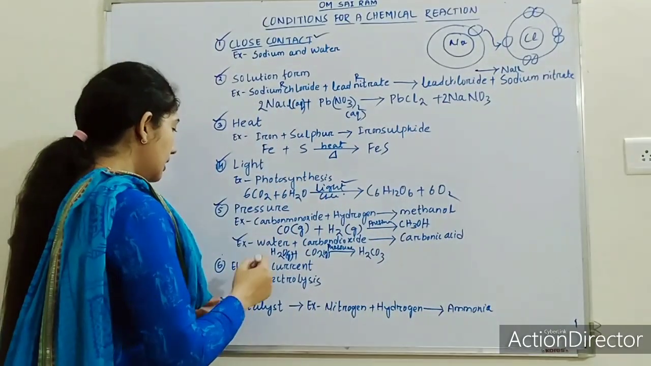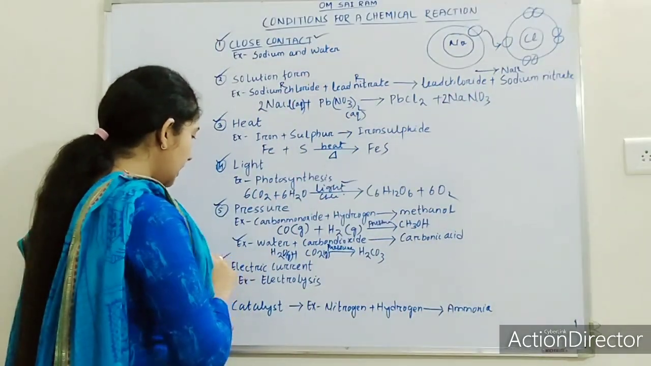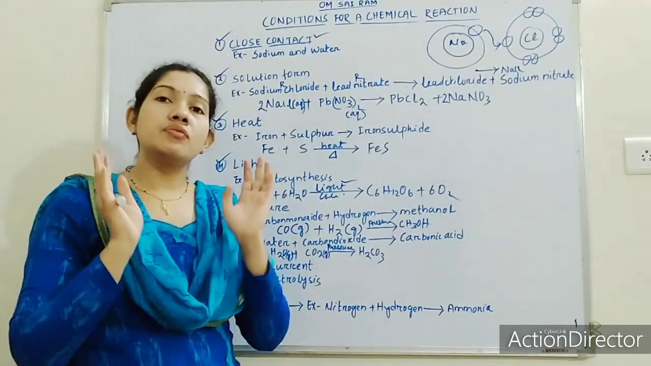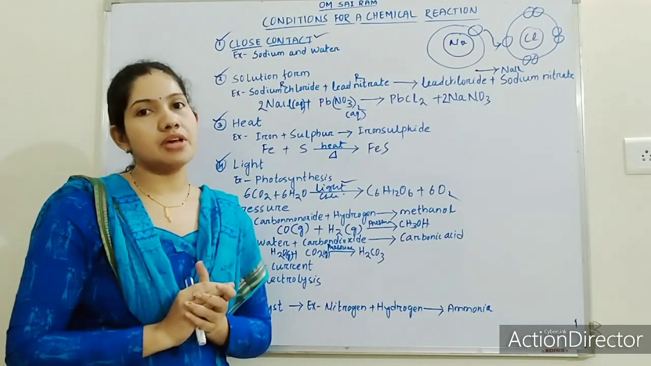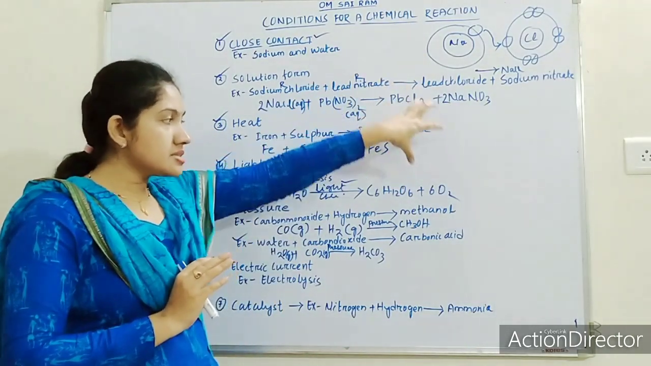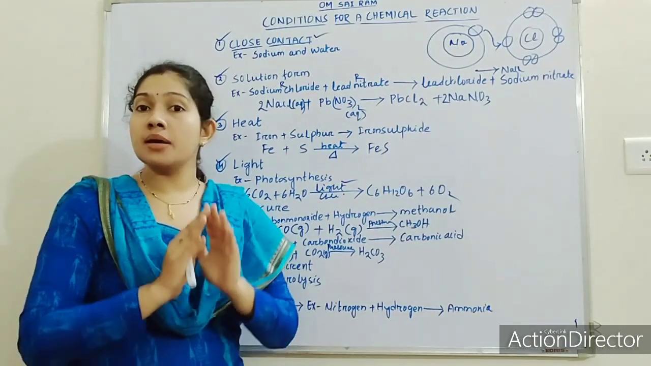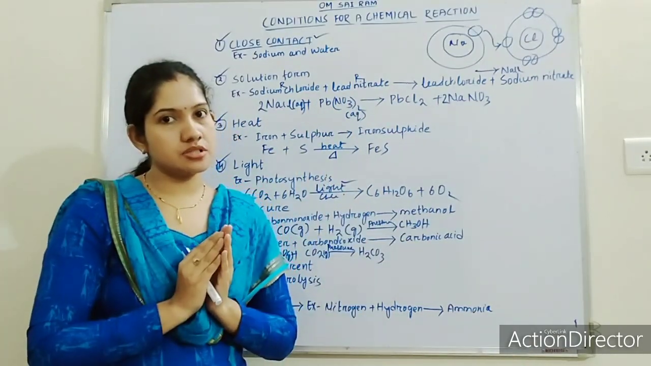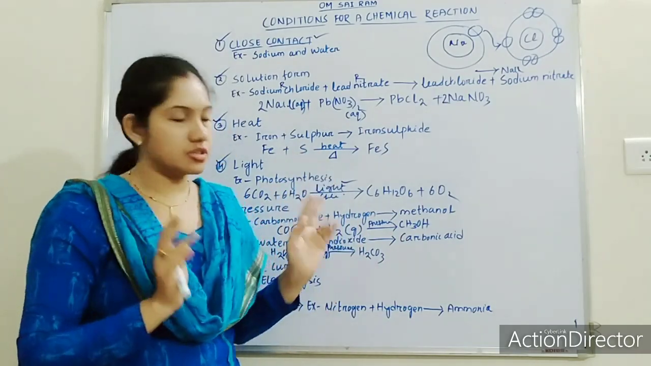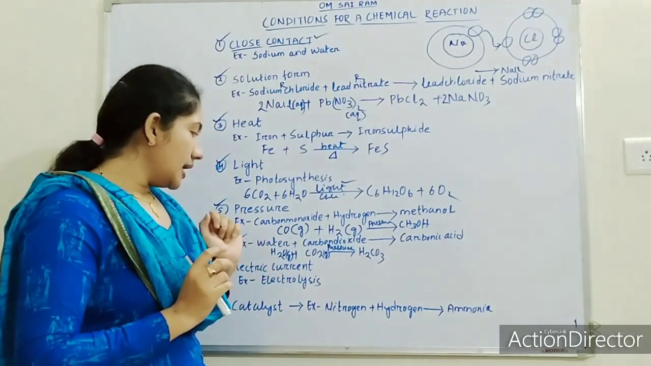Now, electric current. Electric current is also needed for some of the chemical reactions. Okay. So see, as we have discussed, these conditions are not same for all the chemical reactions. Some of the conditions. So let us discuss electric current.